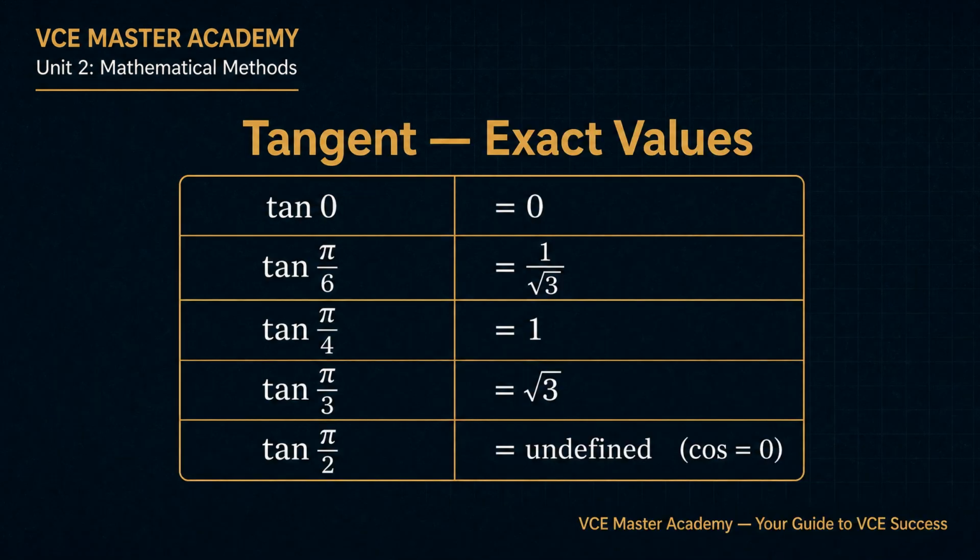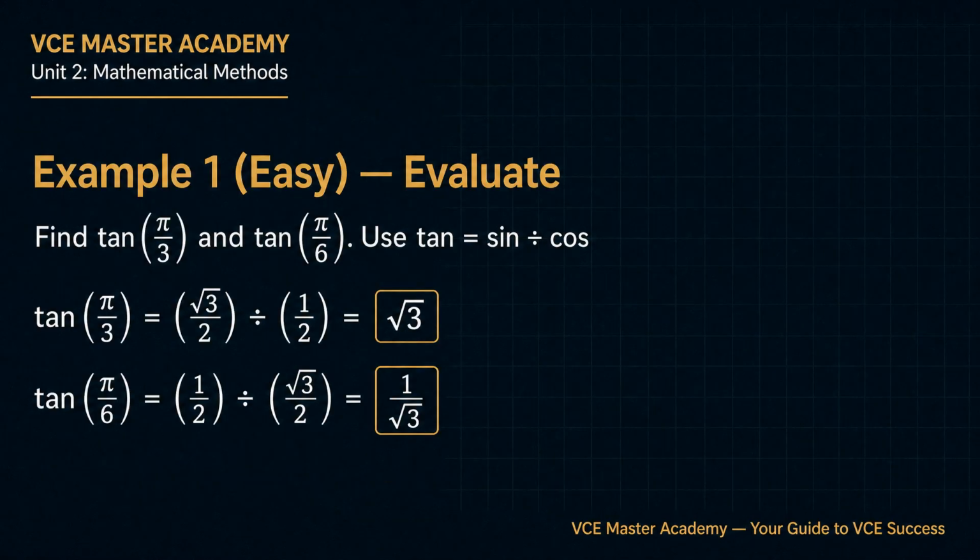Before we solve anything, here are the exact values worth knowing. Tan of 0 is 0. Tan of pi over 6 is 1 over root 3. Tan of pi over 4 is exactly 1. Tan of pi over 3 is root 3. And tan of pi over 2 is undefined, because cosine there is 0. Keep these handy. Example 1, an easy one.